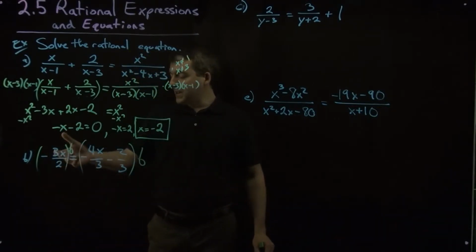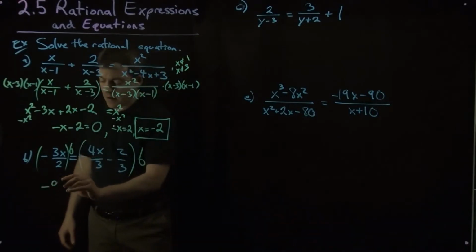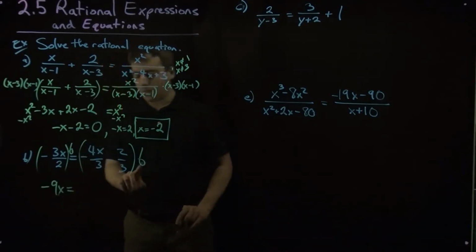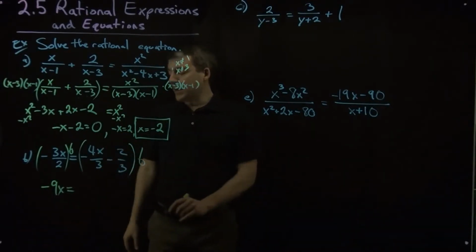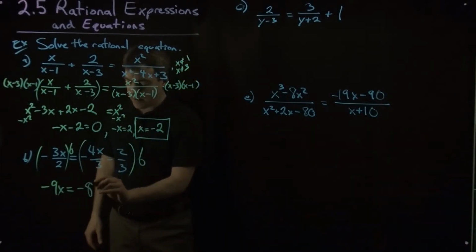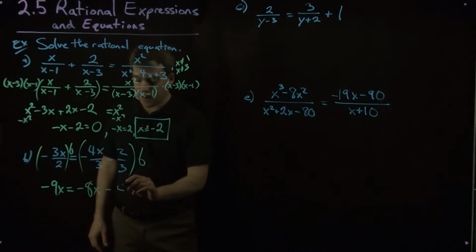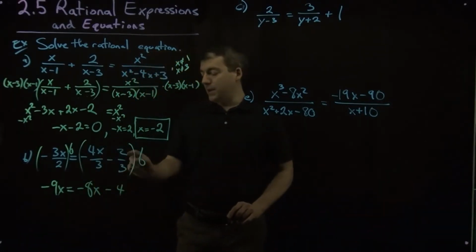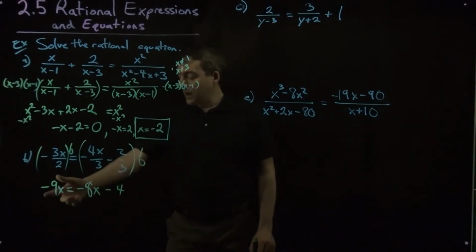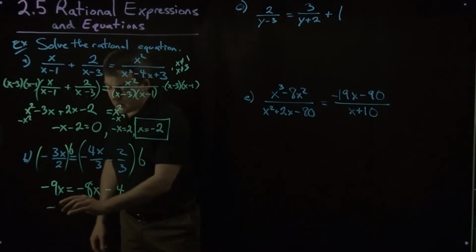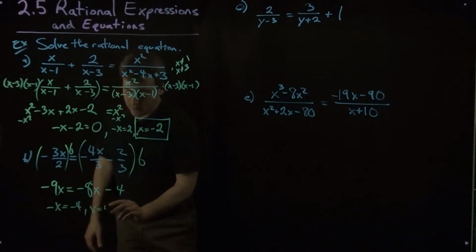If we multiply by 6, we get negative 18x over 2. That's negative 9x. 6 into here gives us 2. 2 times 4 is 8, so negative 8x. And then minus 6 divided by 3 is 2, times 2 is negative 4. All right, we can add the 8x to get negative x equals negative 4. That means x is 4.